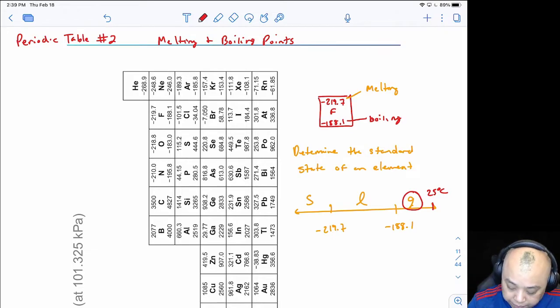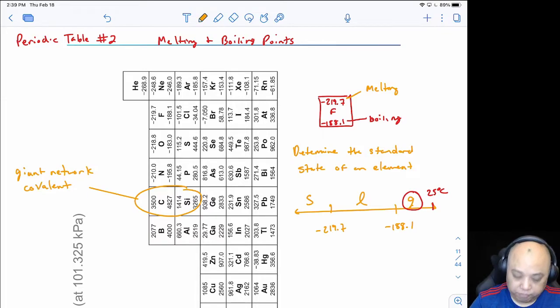Another thing you might point out is that carbon and silicon, even though they're nonmetals, have very, very high melting points and boiling points because they are giant network covalent molecules, meaning that they don't have weak intermolecular forces holding them together. They're all covalent bonds. So the amount of energy it takes to break those bonds to melt or vaporize it is very high. So carbon and silicon tend to be exceptions to the rule of nonmetals being gases at room temperature because of how they're structured.